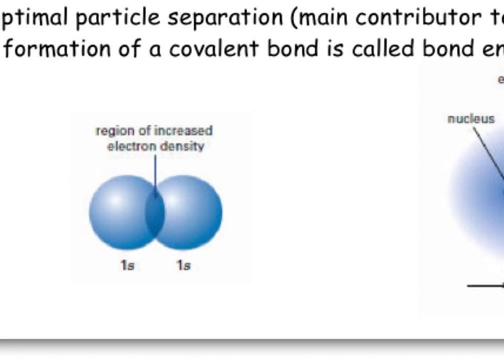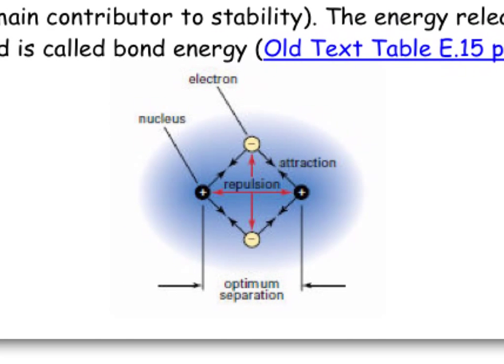Now, when you bring two atoms close to each other, something special really happens. It's known as optimum particle separation. What you get is a balance between the attractive and the repulsive forces between the two nuclei and the two electrons. So for the two atoms, there's a minimum distance that they want to be apart from each other. Because the nuclei are both positive, they'll repel each other. And because the electrons from each atom are both negative, they'll repel each other as well. But remember, there's always an attractive force between opposite charges.